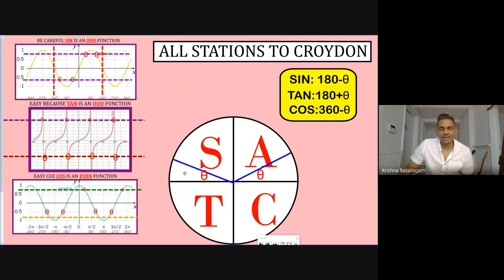If we're moving anti-clockwise, how do we get to this blue line from here? Hopefully you realize we do 180 minus theta. Similarly, if I go to tan, measuring anti-clockwise, I always measure from the horizontal line, and I measure up. So from here, I think we agree that would be 180 plus theta to get to tan.